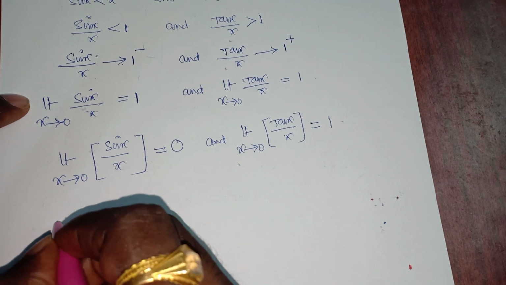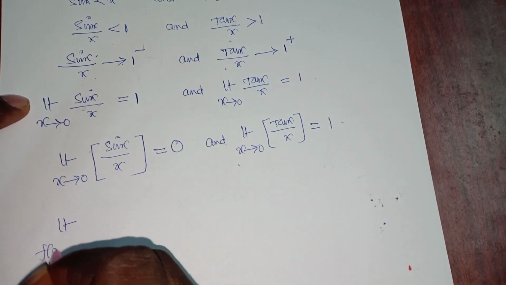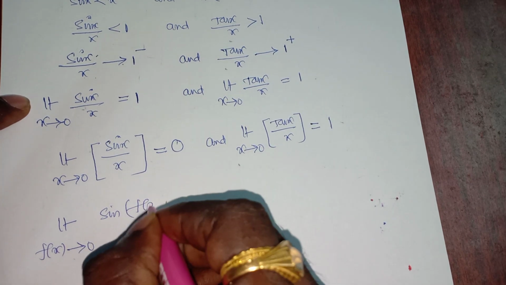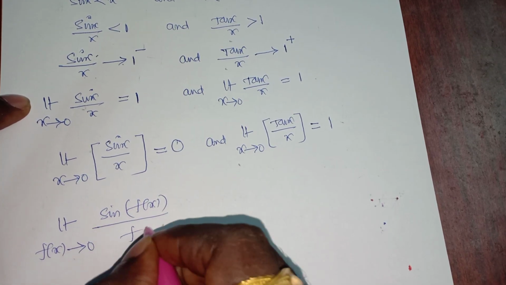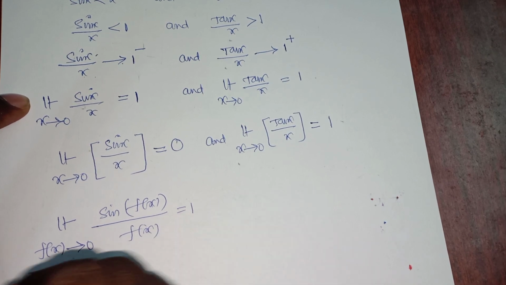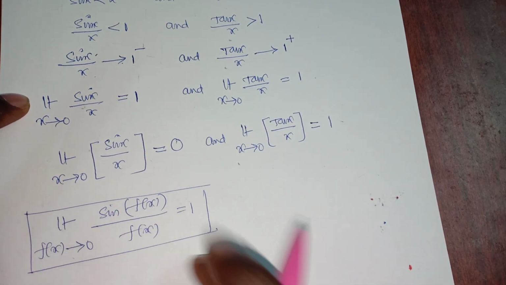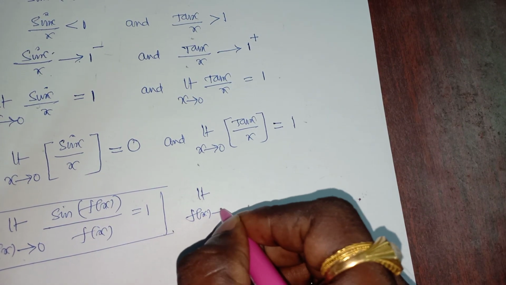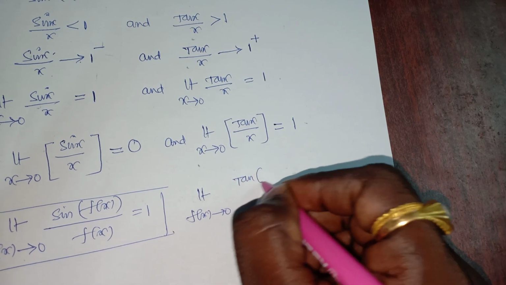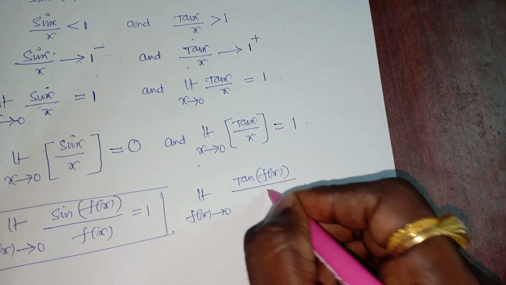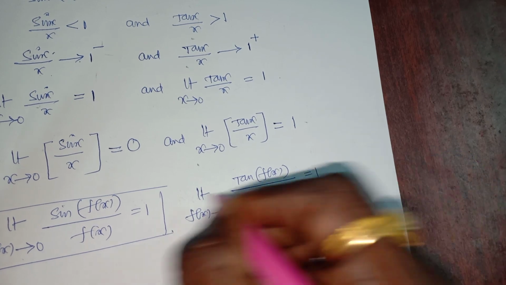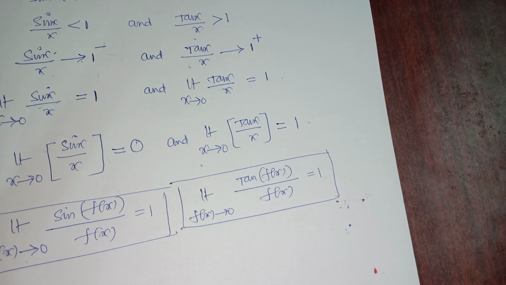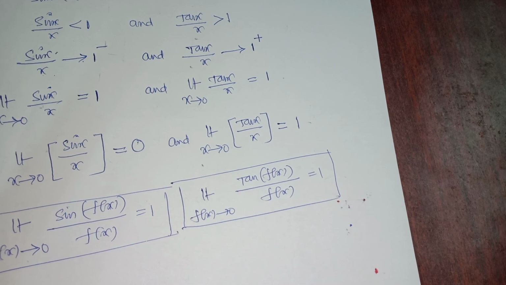Finally, we write it as limit f of x tends to 0, sin of f of x by f of x is equal to 1. Repeat the same for tan x, that is limit f of x tends to 0, tan of f of x by f of x is also equal to 1. These are the two more important conditions. Now let us solve some problems regarding this chapter.